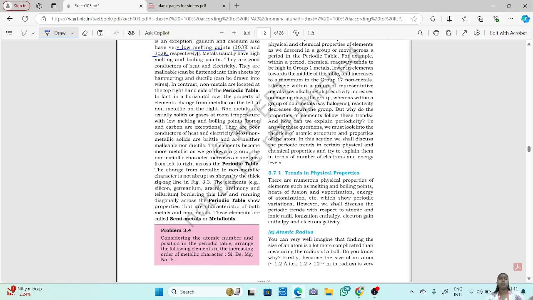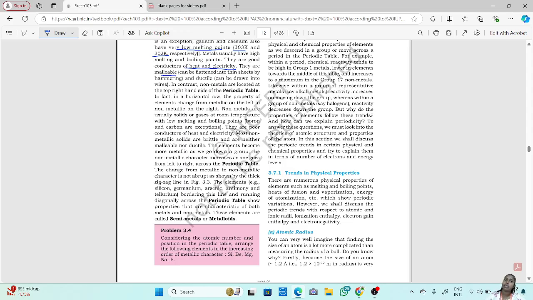So metal properties, I think you all have been studying from your 8th standard or so. Metals have high melting and boiling points, and they are good conductors of heat and electricity. I hope everyone knows this. Now, they are malleable. What is malleability? Malleability means you can convert a metal into thin sheets by hammering it. Hammering means by beating it, you can convert it into thin flattened sheets.